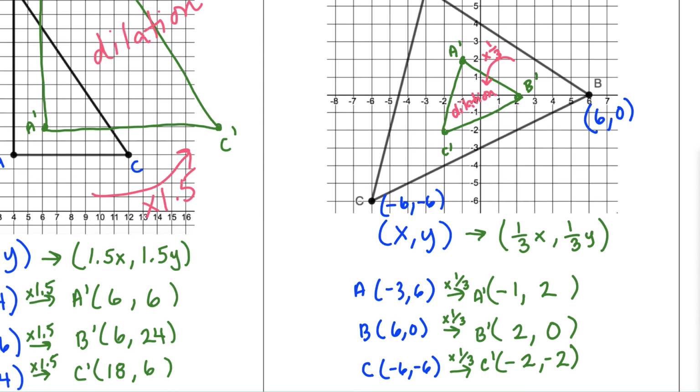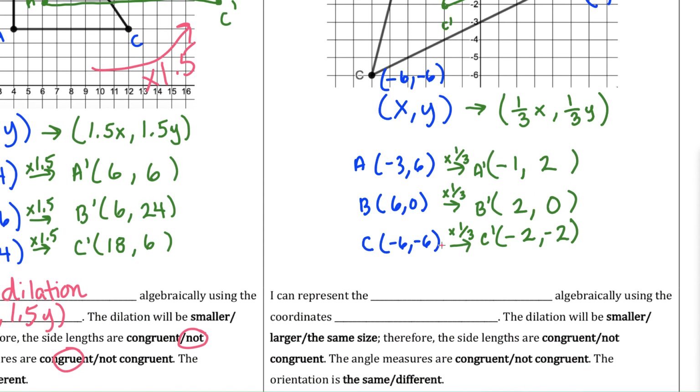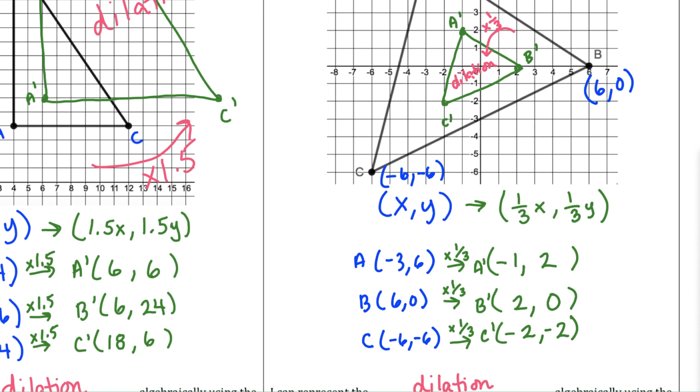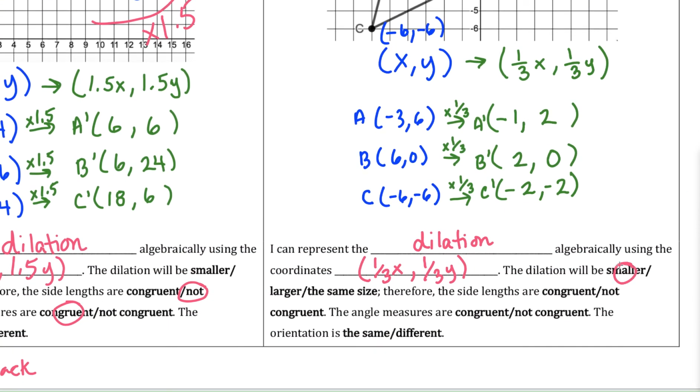All right, let's do some statements. Okay, so I can represent the dilation, the change in size, algebraically using the coordinates 1/3 x and 1/3 y. The dilation will be smaller, like we got small, you can see, because we multiply by a number less than 1, between 0 and positive 1. So like 0.5, 0.6, 1/2, 2/3, you're going to get smaller.